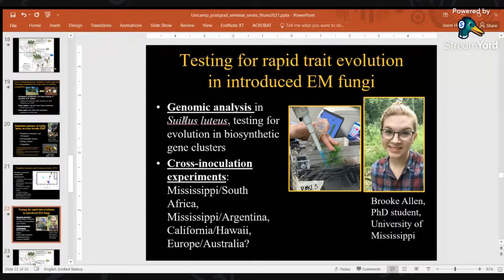And secondly, she'll be performing a series of cross-inoculation experiments using genotypes of pines and fungi from, for example, Mississippi and South Africa, Mississippi and Argentina, California and Hawaii, and also Europe and Australia.